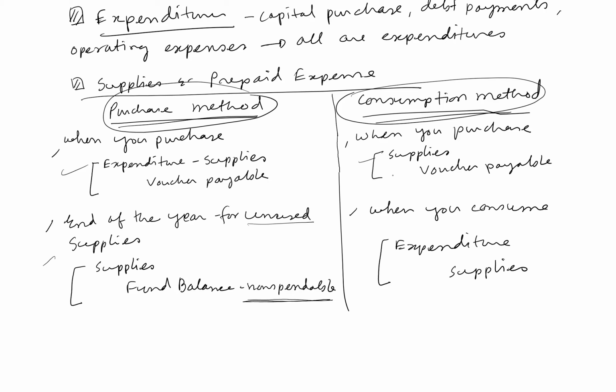And then when you use or consume your supplies, the portion that you are using and consuming, you're going to show as an expenditure. So you debit expenditure and you reduce that portion from your current assets, supplies. So these are the two ways to record supplies and prepaid expenses.